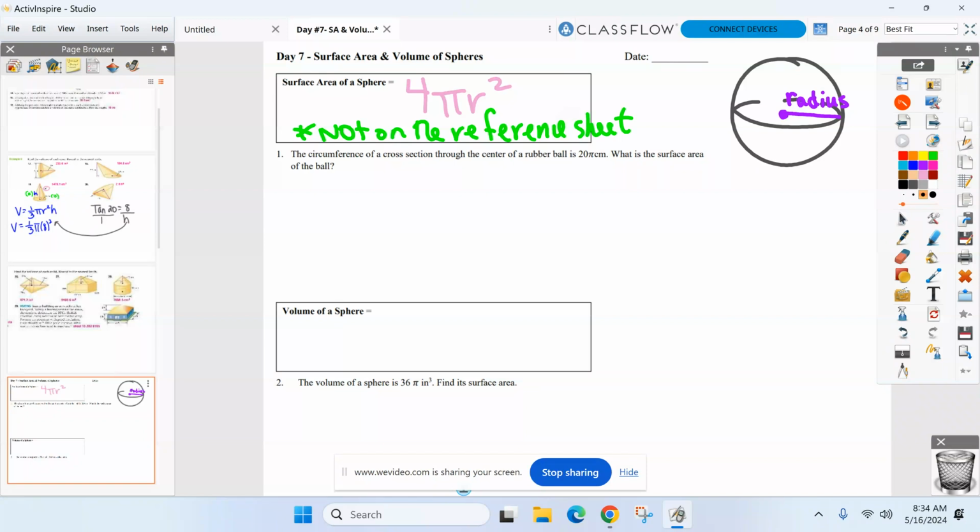Before we move on, look at the formula for me. What's the only value you need to substitute in? Radius. That's it, right? 4 pi, and then you need the radius, and you've got the surface area. All you need is the radius. All right, keep that in mind.